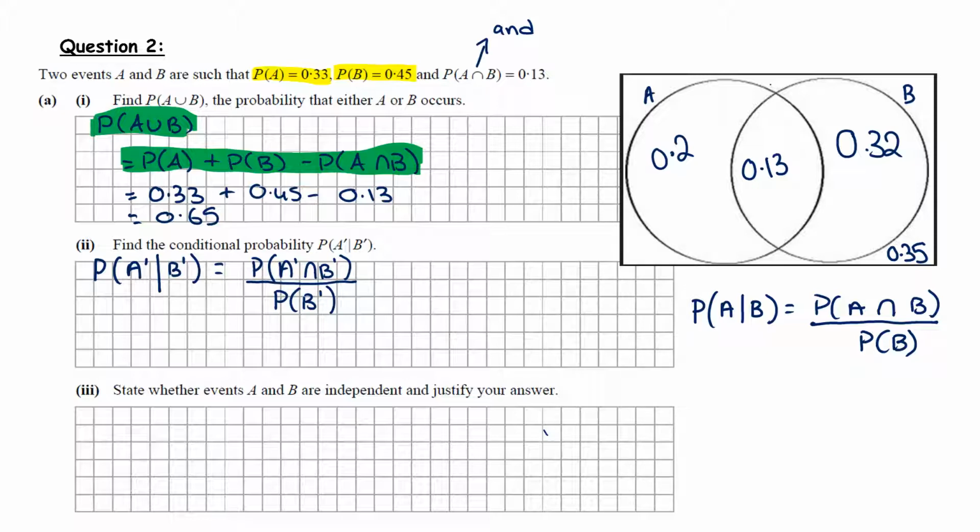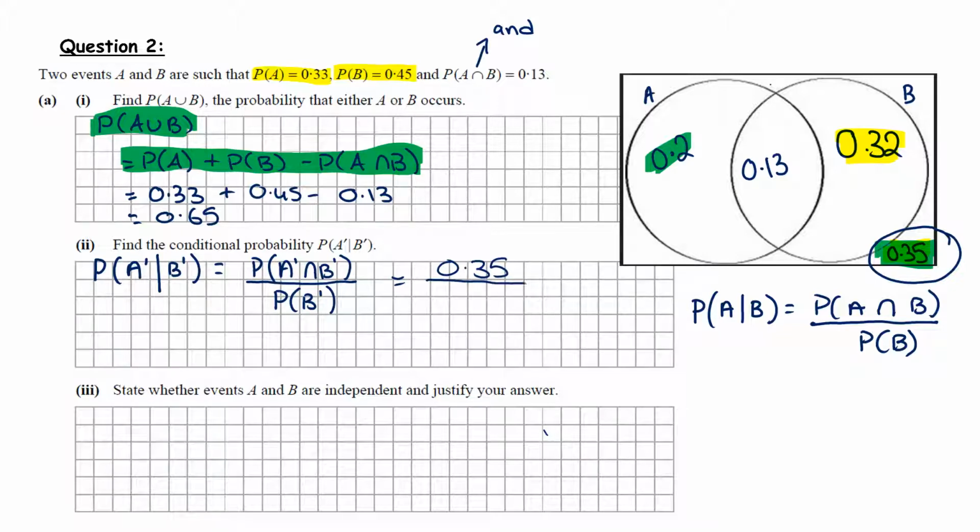Complement means everything except A. So what I'm going to do is take everything that's not A. So the bits that are not A is this and this. And I'm going to find where that intersects with anything that's not B. And the things that are not B is here and here. And you'll notice the thing that I highlighted twice, the thing that appears in both A complement and B complement, is this piece here. So that is 0.35.